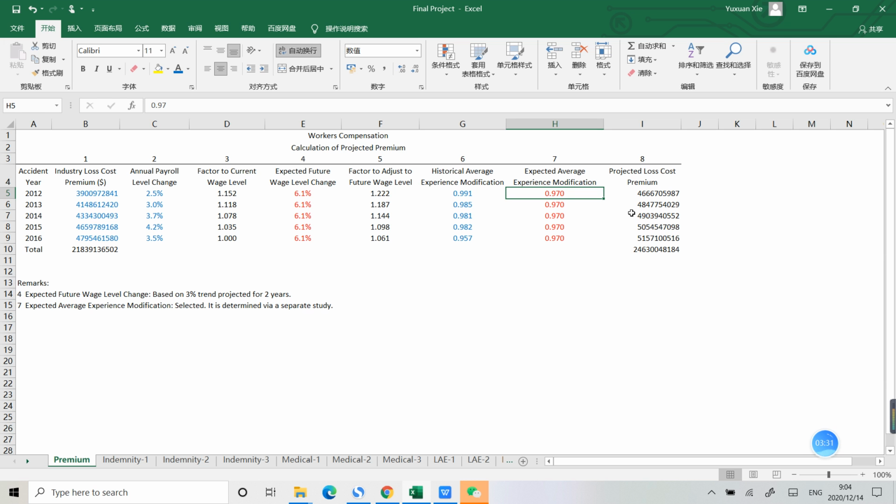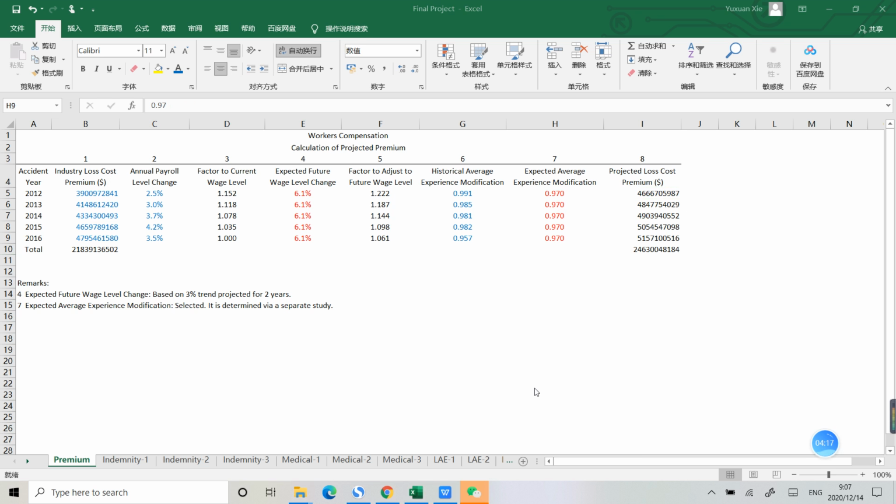And column 8 is the projected loss cost premium. It combines the exposure trend and experience modification adjustments to calculate the projected loss cost premium. So it is equal to the industry loss cost premium multiplied by the factor to adjust to future wage level, multiplied by the expected average experience modification and divided by the historical average experience modification. And row 10 is the total amount of industry loss cost premium and projected loss cost premium.